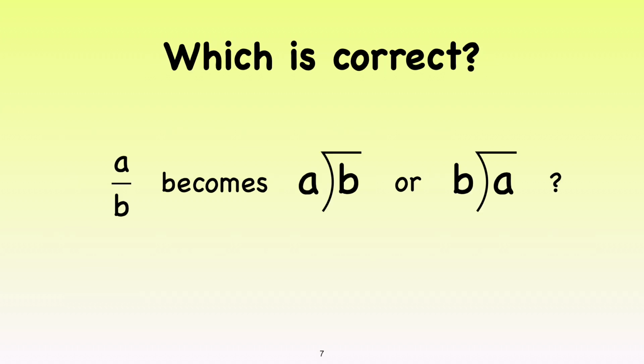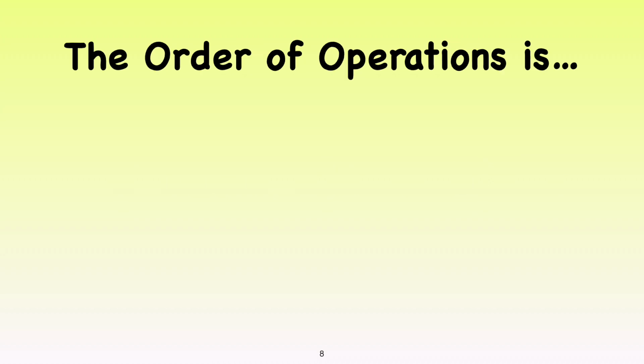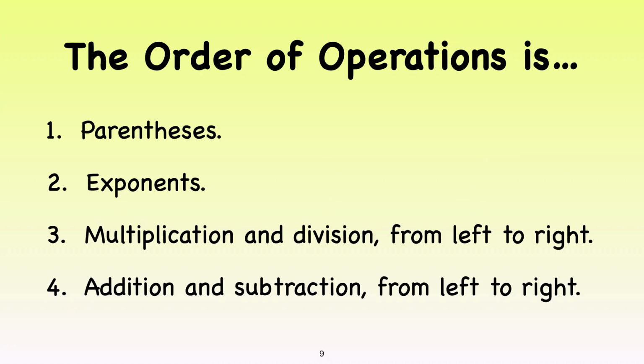Which one of these is correct? A over B becomes which one of those? It's the second one, the one on the right. What's the order of operations? Parentheses, exponents, multiplication, division, addition, subtraction.